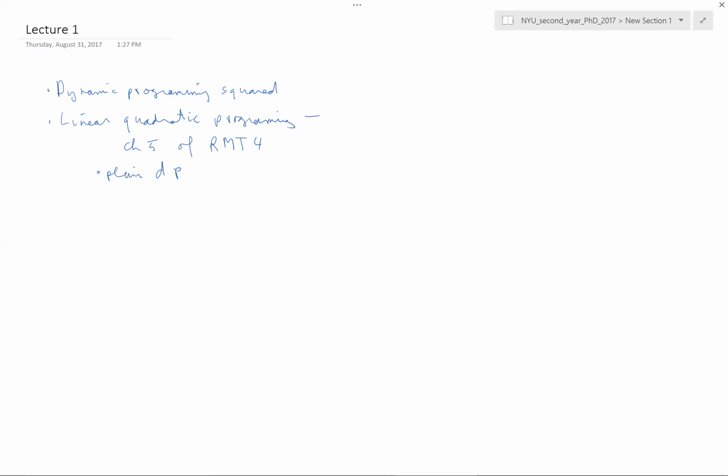And the reason that I'm starting with linear quadratic is that linear quadratic dynamic programming is the one setting in which it's possible to solve Bellman equations almost analytically using linear algebra. And you'll see why we say almost. And that has a great convenience.